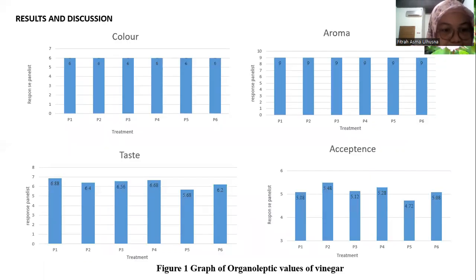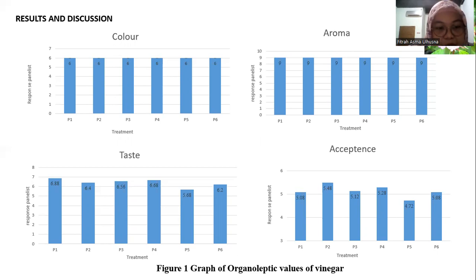Next, organoleptic test results show that the average value of the level of panelist preference for the color of vinegar was the same. The score was 6, meaning a brownish purple. Color is very important because visual factors influence the decision before buying and consuming food. The results showed that the treatment did not have a significant effect on panelist rating based on the color of vinegar. And then aroma.